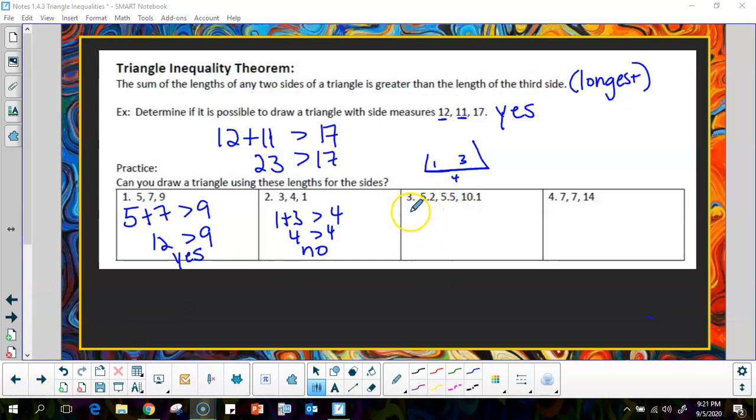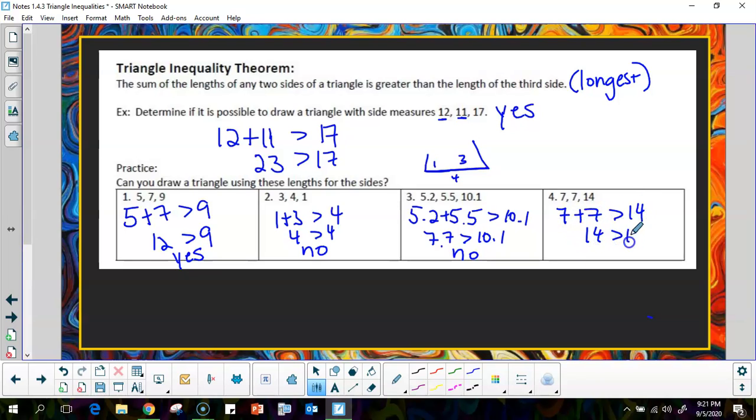Okay, let's look at the next one. 5.2 plus 5.5 has to be greater than 10.1. 5.2 plus 5.5, that's going to be 7.7. Greater than 10.1? Nope, it is not. So the answer is no. And then our last one, 7 plus 7 greater than 14. 14 is not greater than 14. So again, our answer is no. The only one of these that worked was the first one, the 5, 7, and 9. And then our example up here as well.